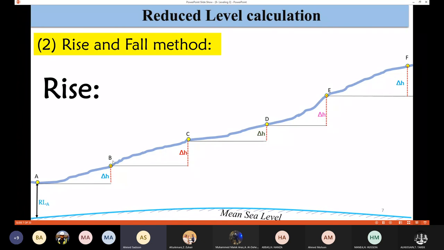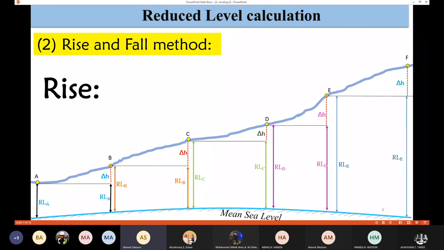Then in order to determine the reduced level of point B, the reduced level of point B is going to be the reduced level of point A plus the difference, which is the backsight minus the foresight. So the new reduced level for point B equals the reduced level of the previous point plus the difference between the two points. Again, I can repeat this process. In order to determine the reduced level for point C, I need to know the reduced level of the previous point, which is the reduced level of point B, plus the difference between the two points. So I can repeat the process again and again in case I have a rise.